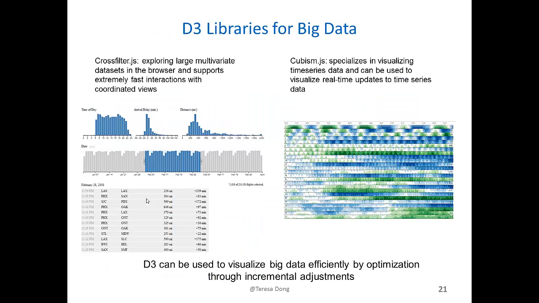This incremental approach to visualization is the theory behind two JavaScript libraries based on D3 that are optimized for big data. Crossfilter.js explores multivariate datasets in the browser and supports fast interactions and coordinated views. We can think of it as an extension to our demo, but to be used with much larger datasets. Similarly, Cubism.js specializes in visualizing time series data and can be used to visualize real-time updates to time series. Both are based on the idea of incremental adjustments, as the base visualization stays pretty much the same, but changes such as filtering or adding new data are made incrementally to give the data its interactivity.